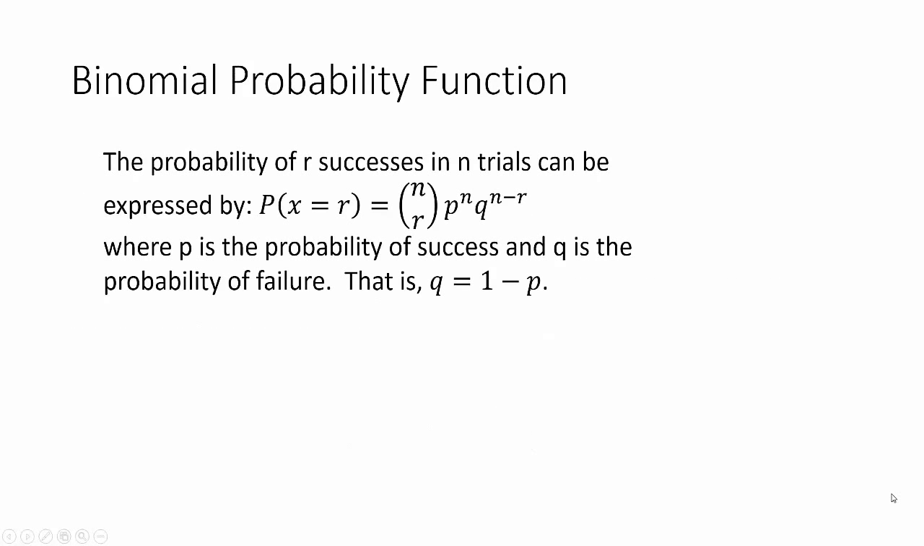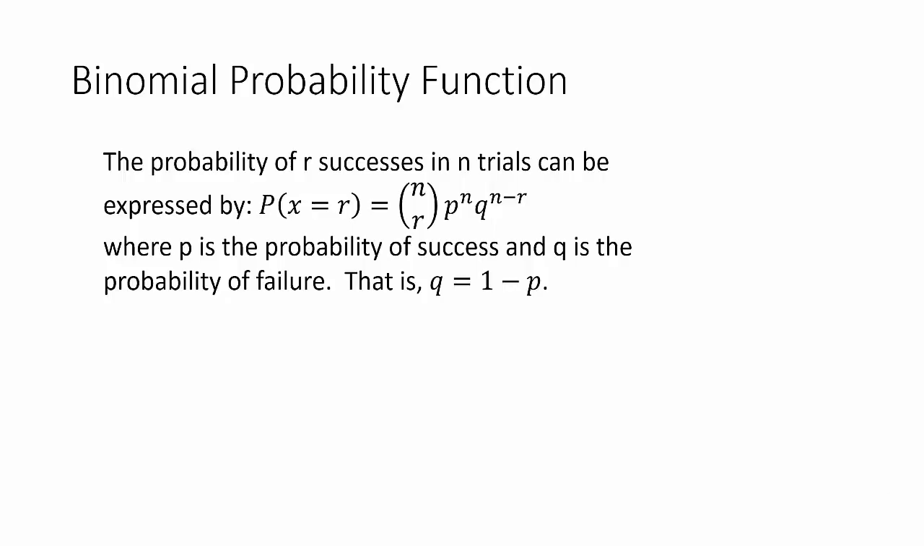So this is the function we're going to end up using. The probability of r successes in n trials can be expressed by, and here's our formula. So you'll see n and then an r. There's no fraction bar there, and I'm going to talk about that in a moment. And then you have p raised to the r power, q raised to the n minus r power, where p is the probability of success and q is the probability of failure.